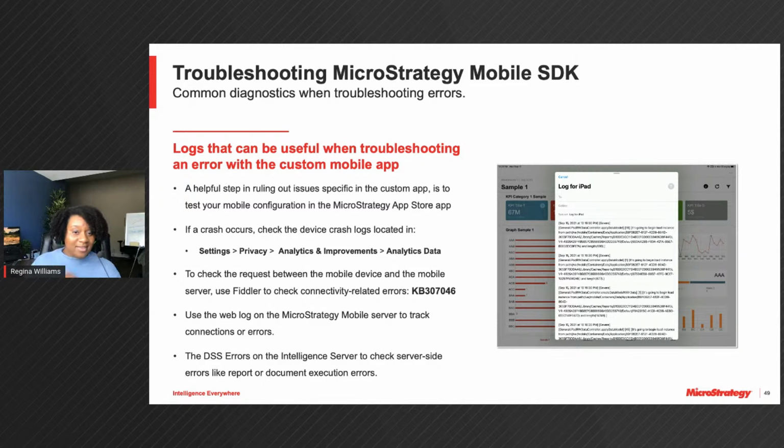And the other thing is also to check for the logs on the mobile server. And also finally the DSS errors log on the iServer. Depending on where we found the issue, whether it's happening in the app, within the document, or within the iServer, all of these logs along the way will help diagnose the next steps and what to do next. And always open a MicroStrategy support case as well. We can assist. Okay, go to the next slide.